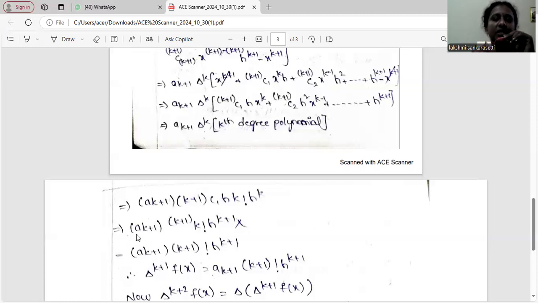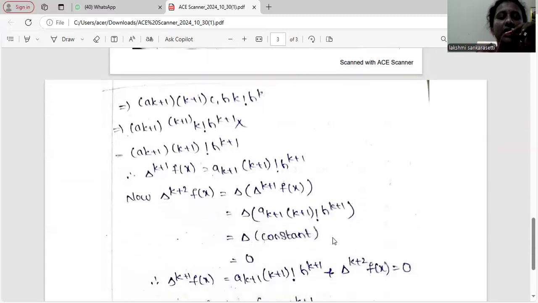The next reduction will be ak plus 1 into k plus 1 into k factorial. K plus 1 into k factorial, h power k into h means h power k plus 1. That is written as ak plus 1 into k plus 1 into k factorial can be expressed as k plus 1 factorial, like n factorial is written as n into n minus 1 factorial. So here k plus 1 into k factorial is represented as n into n minus 1 factorial. So we can replace it by n factorial, that is k plus 1 factorial into h power k plus 1. So this is the required one.